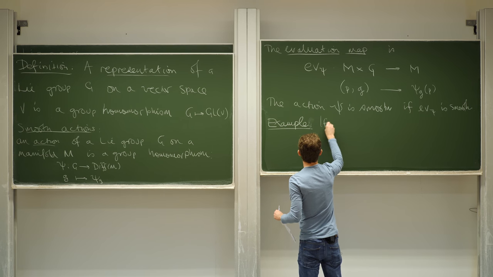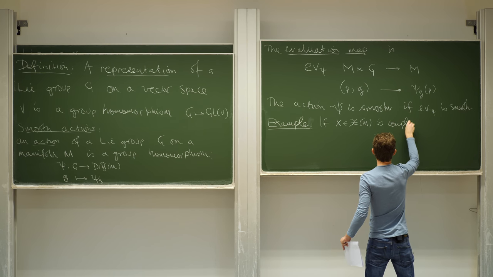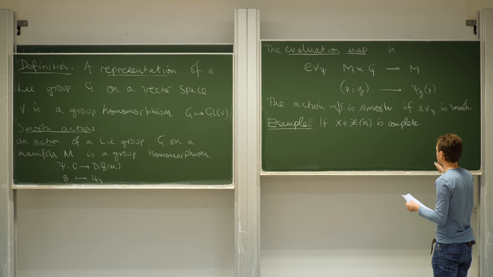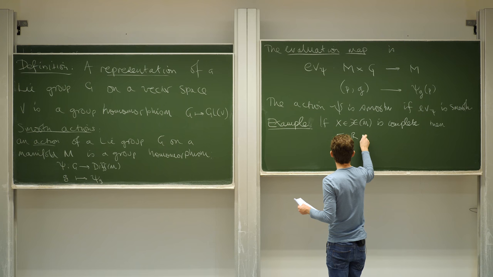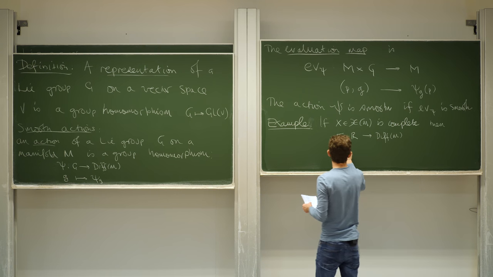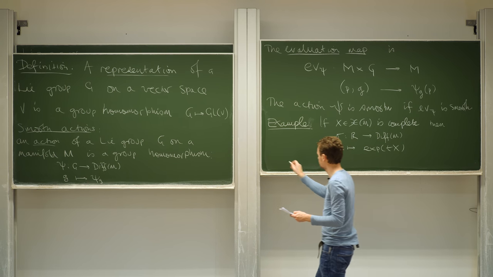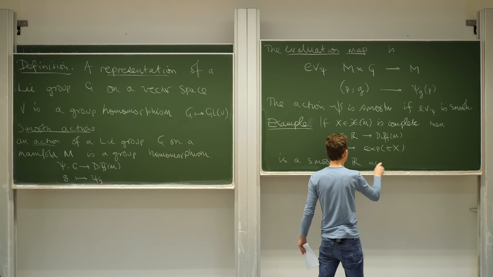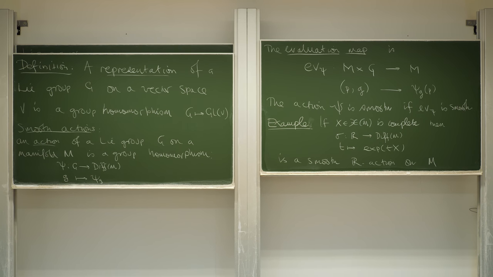And we know one example already. So if X is a complete vector field, then the flow associated to X is a smooth action. It's a smooth R action.